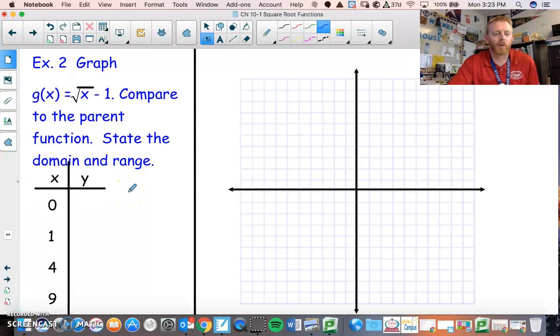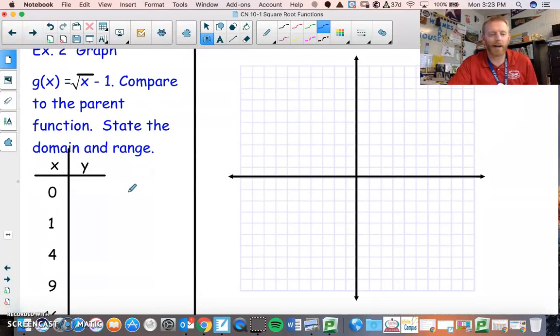This one says the square root of x and then minus 1 at the end. So the square root of 0 is 0, minus 1 is minus 1. So we have a 0, negative 1. Square root of 1 is 1, minus 1 is 0, so we go to the right 1, up 0. Square root of 4 is 2, minus 1 is 1, so I go to the right 4, up 1.